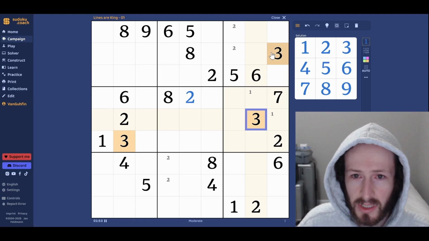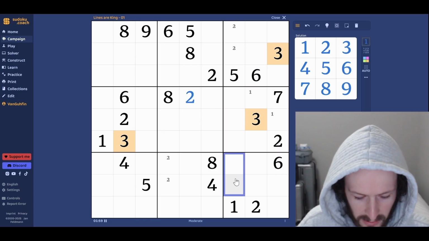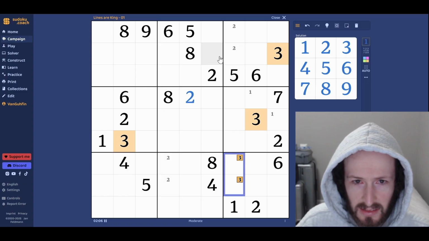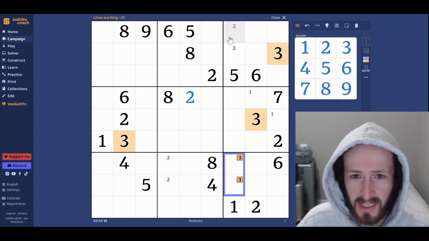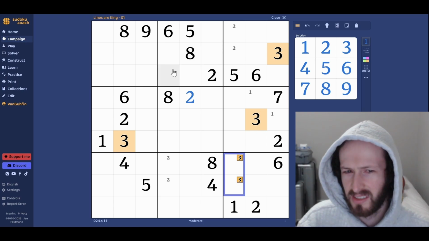Moving on to 3s. 1, 2. So one of these 2 cells has to be a 3. This 3 is coming across 3. I don't usually annotate when there are 3 cells. Somebody said that once.